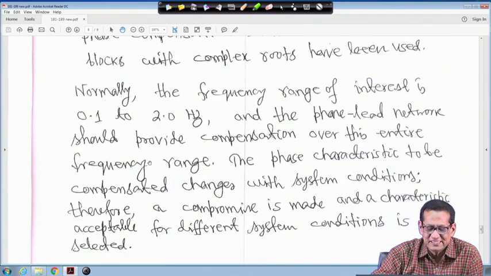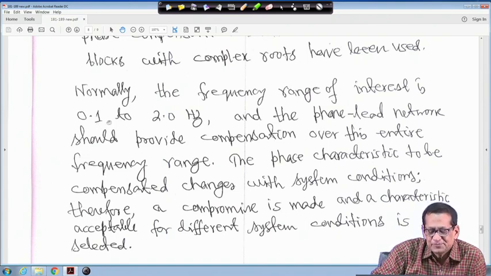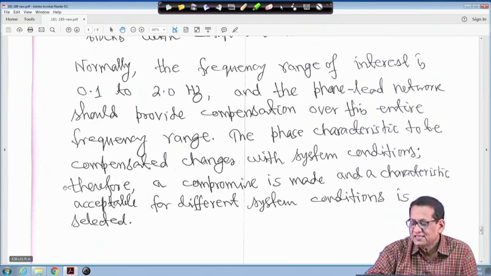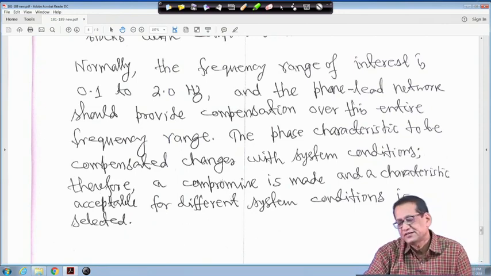The phase lead network should provide compensation over the entire frequency range. For small signal stability, the frequency range is 0.1 to 2 Hz, and the phase lead networks must provide compensation over this entire range. The phase characteristic to be compensated changes with system conditions. Therefore, a compromise is made and a characteristic acceptable for different system conditions is selected.